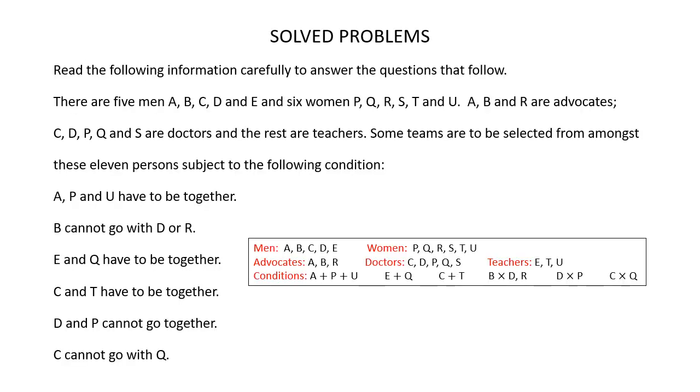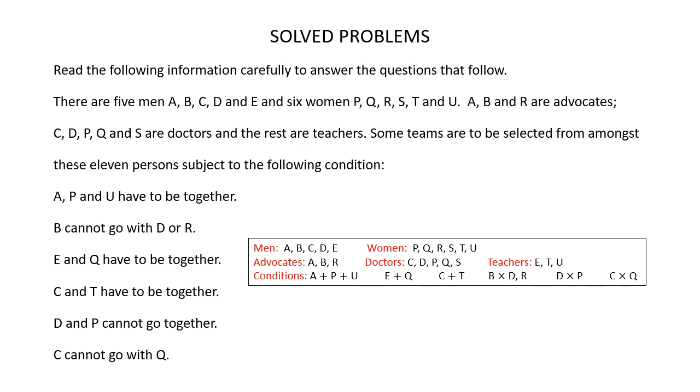Read the following information carefully to answer the questions that follow. There are 5 men A, B, C, D and E and 6 women P, Q, R, S, T and U. A, B and R are advocates. C, D, P, Q and S are doctors and the rest are teachers.